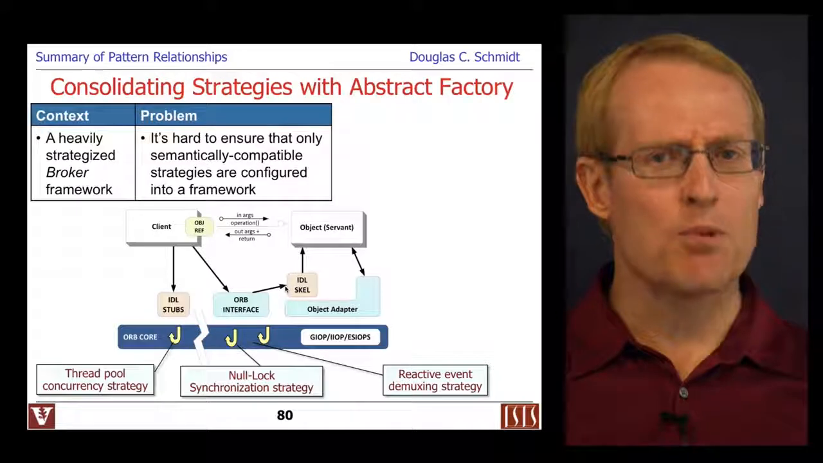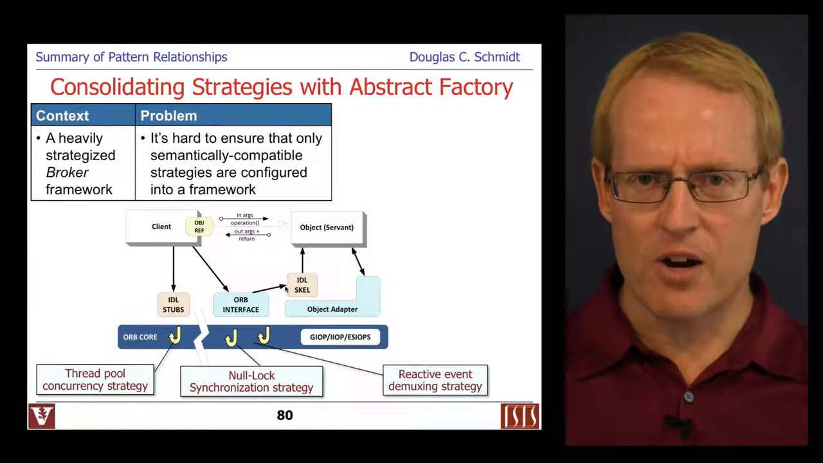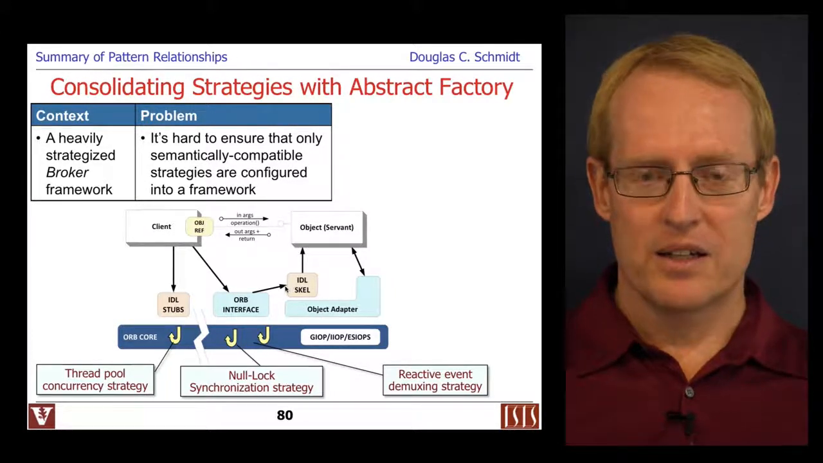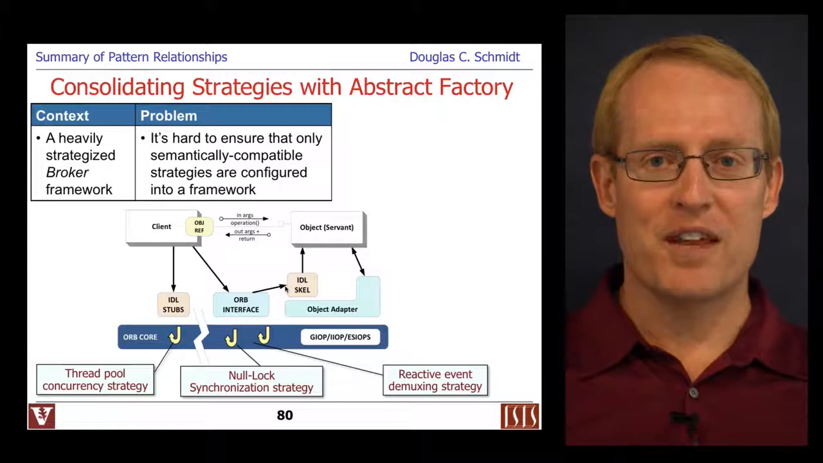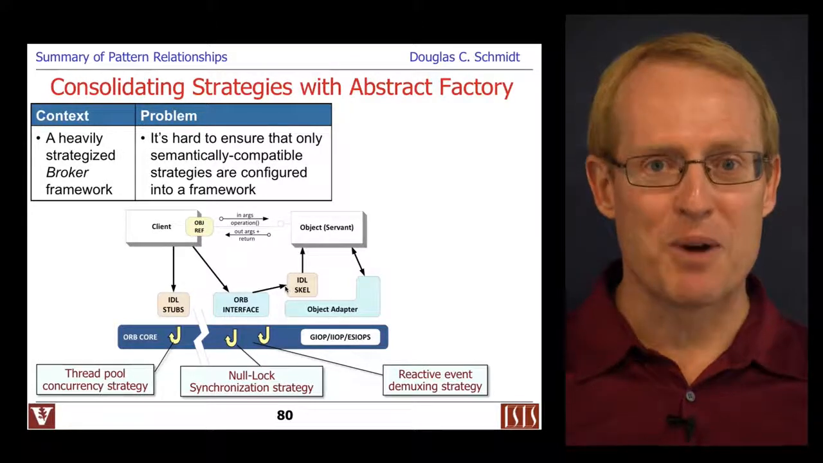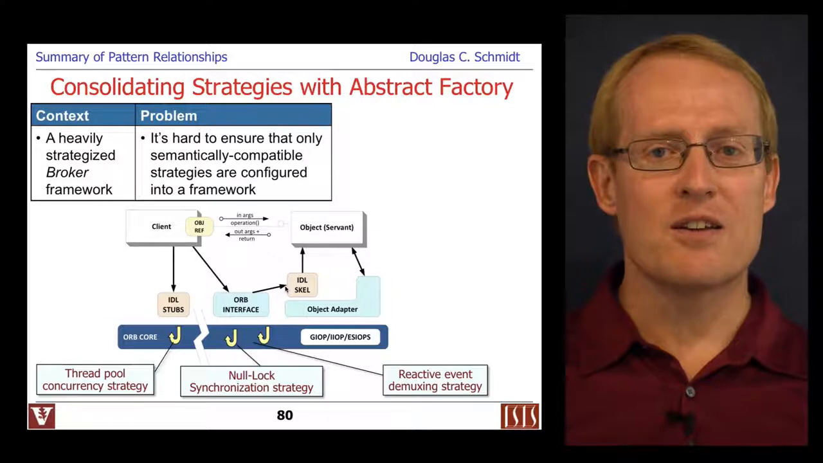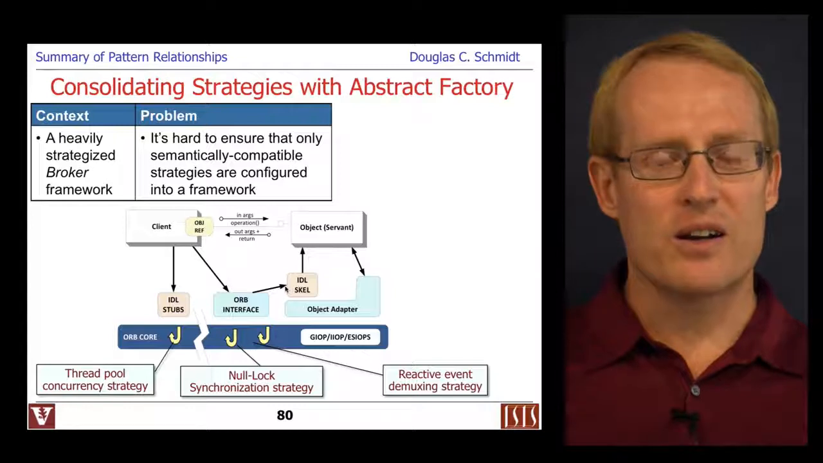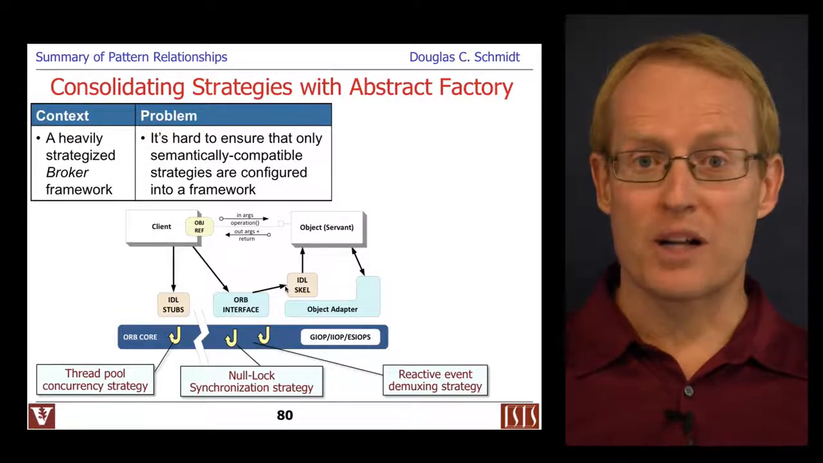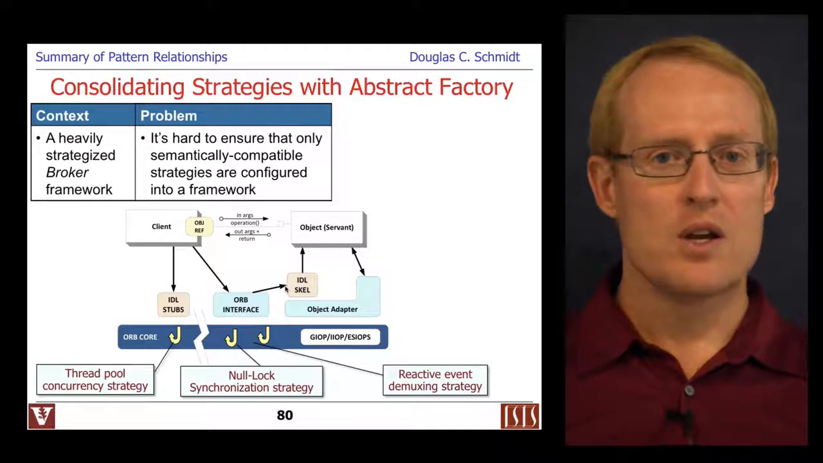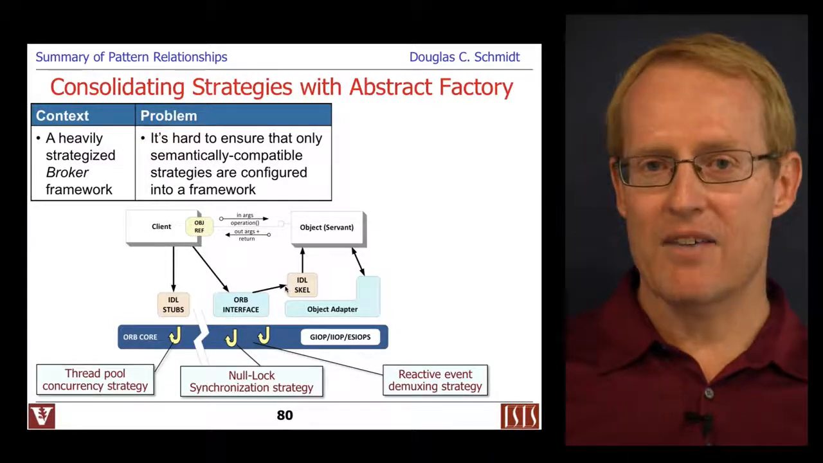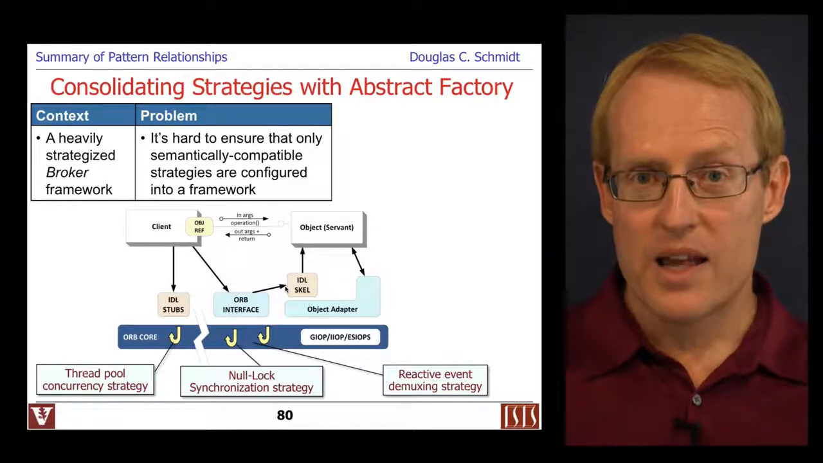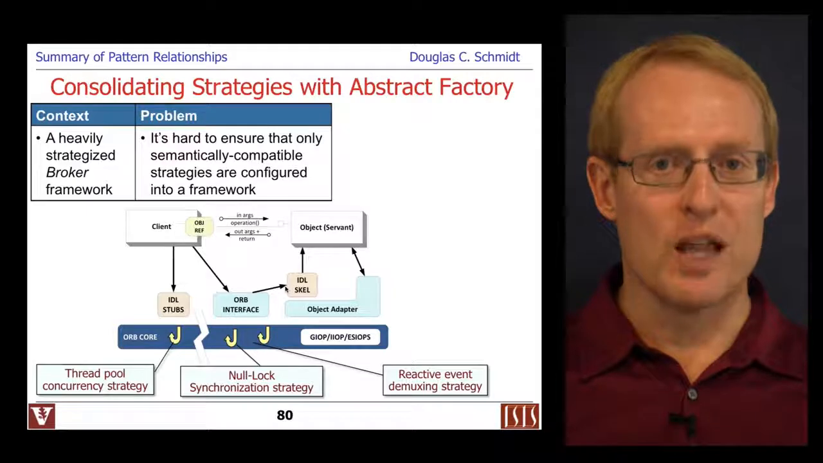It turned out, however, there were some problems. One of the things that became clear once we exposed all those different strategies was that we'd moved away from having a tight coupling problem to having a potential configuration nightmare problem, because it was all too easy for either ourselves or worse, our users, to start selecting these strategies in ways that were not semantically compatible with each other. So for example, someone might say, I would like to have an event demultiplexing mechanism that uses a reactor that's not going to have any threads or locks.